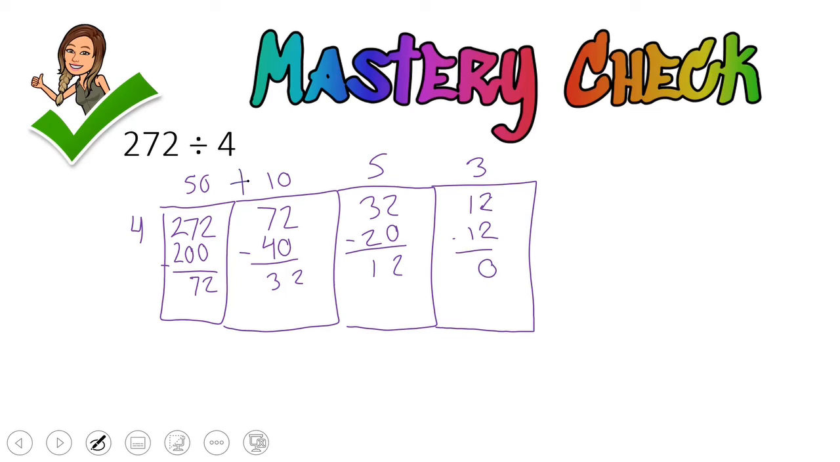Now all we need to do is add up these numbers on top. So 50 plus 10 is 60. 60 plus 5 is 65. 65 plus 3 is 68. And that's our answer.